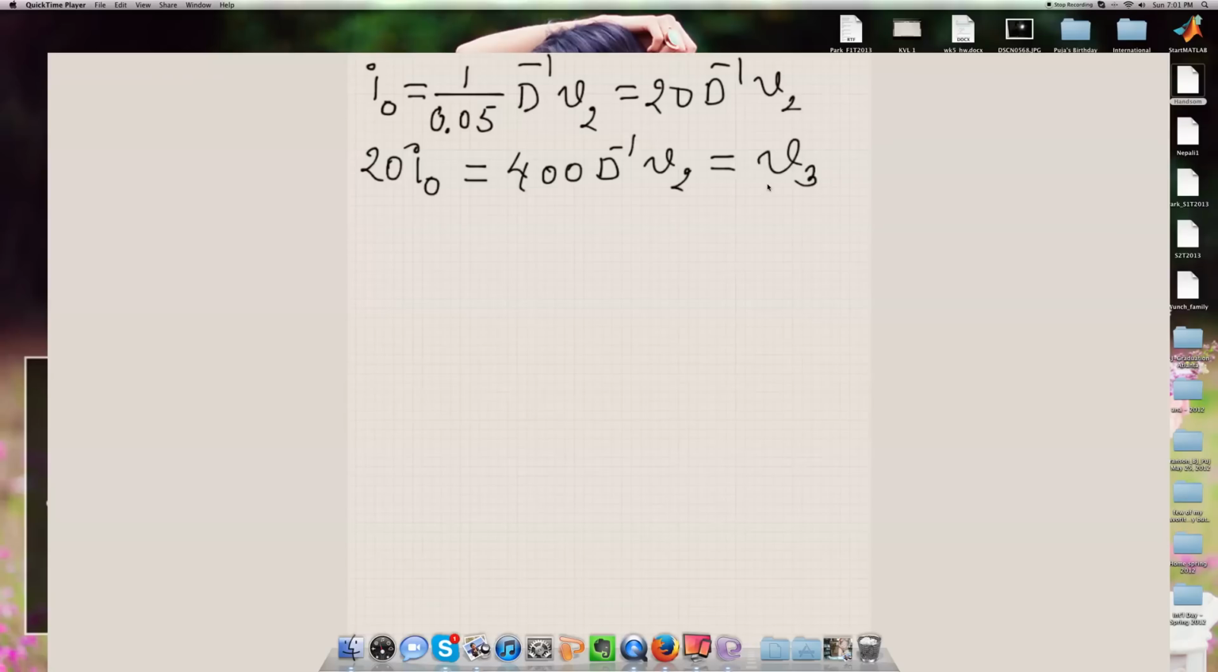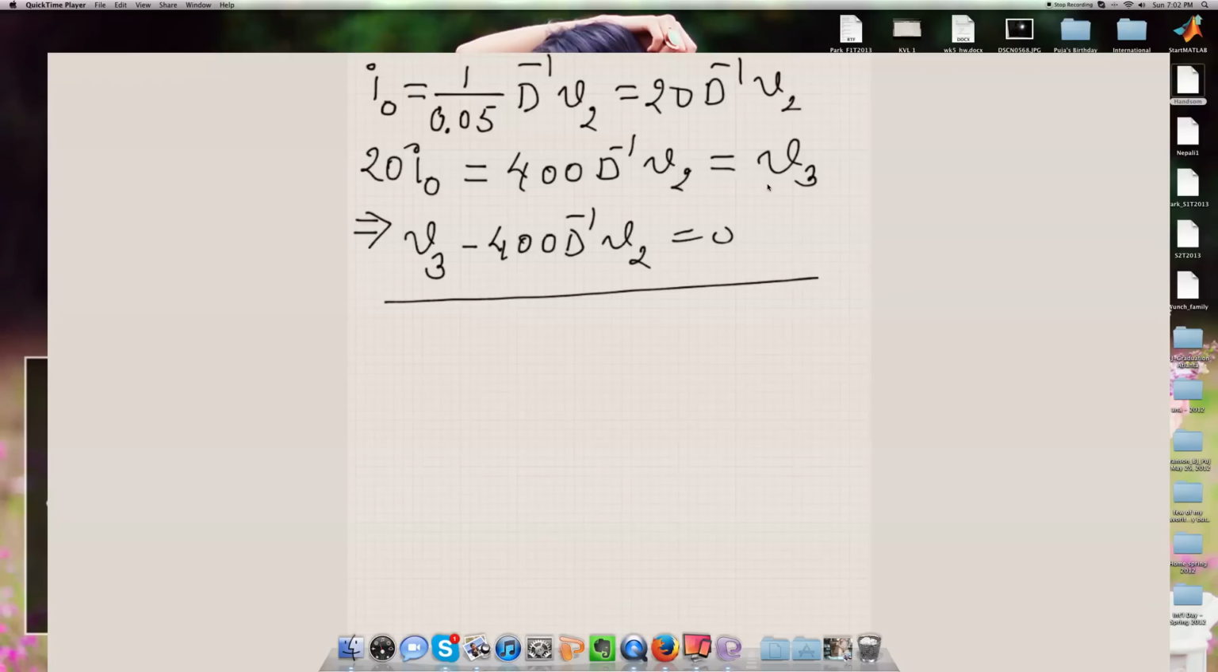What that means is we actually have V3 minus 400 (D minus 1) V sub 2 equals 0. Now guess what? This is ready to go to a box. So this will give us another box.